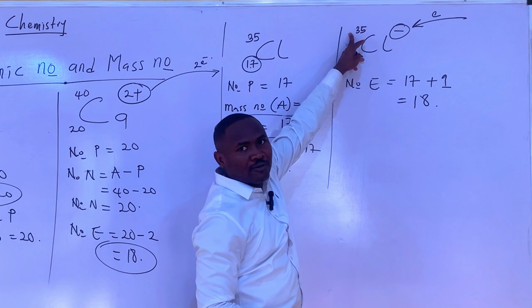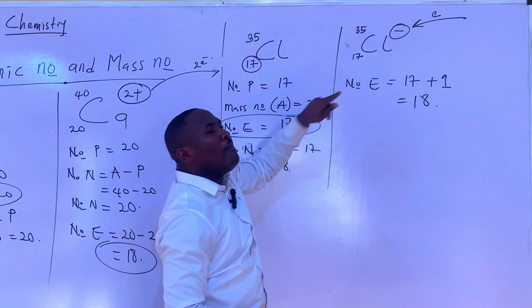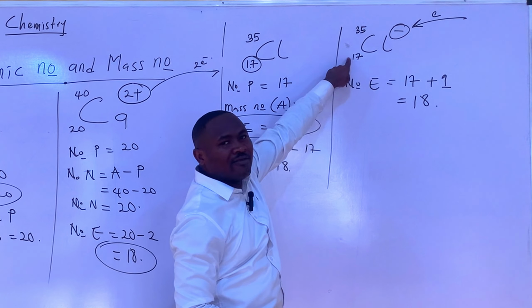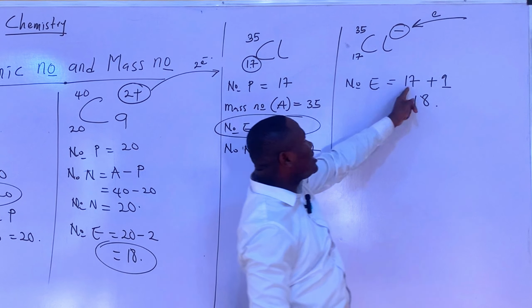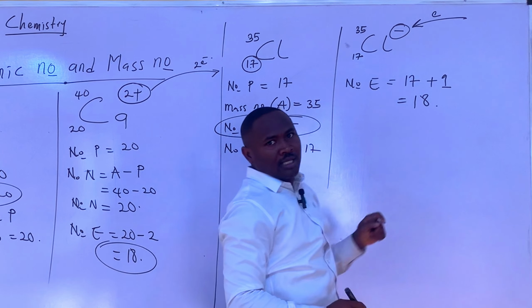So we have for the atom and against the ion, atomic number, which is proton number, is 17. Mass number is still 35. Number of neutron is 35 minus 17, which is 18. But number of electron isn't 17. Rather, it is 17 plus the additional one it has collected to now become 18.